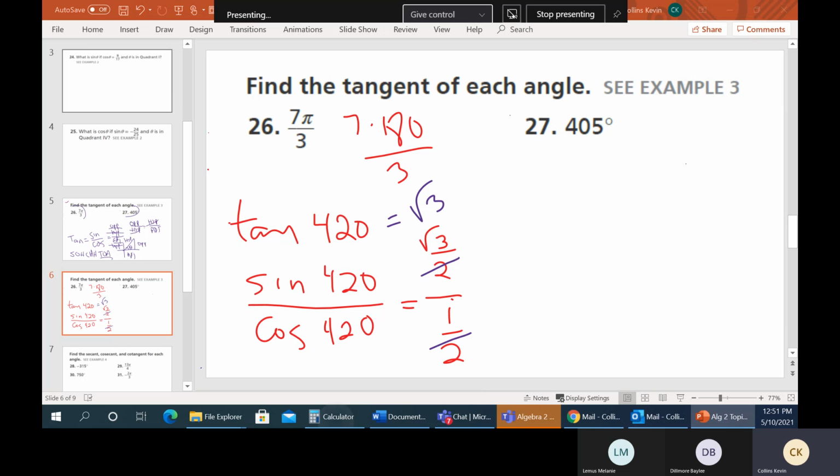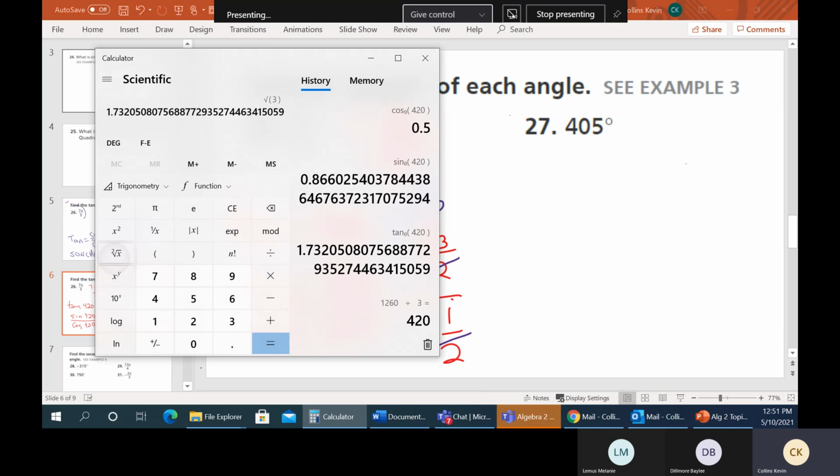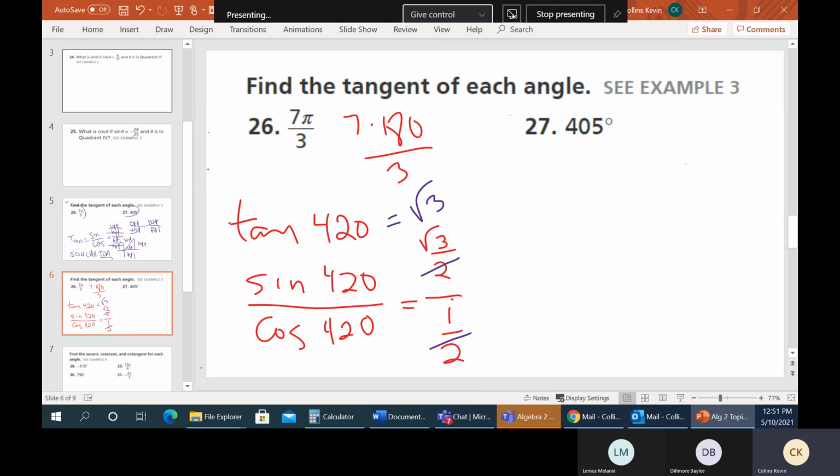And the square root of 3 on a calculator is 1.73. 1.732 really. So that's another one to remember: the square root of 3 equals 1.732. Okay? So that's one answer you'll get.